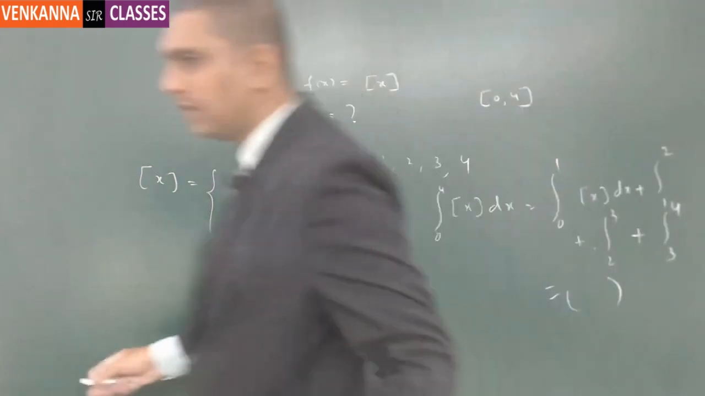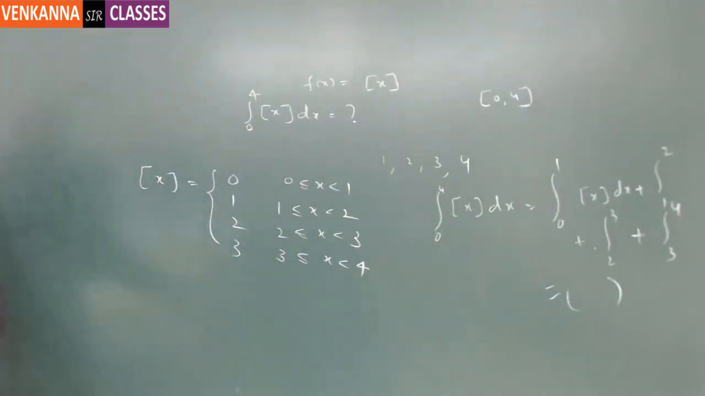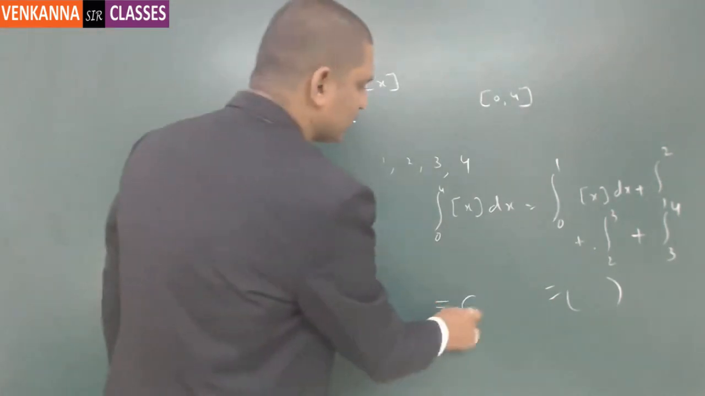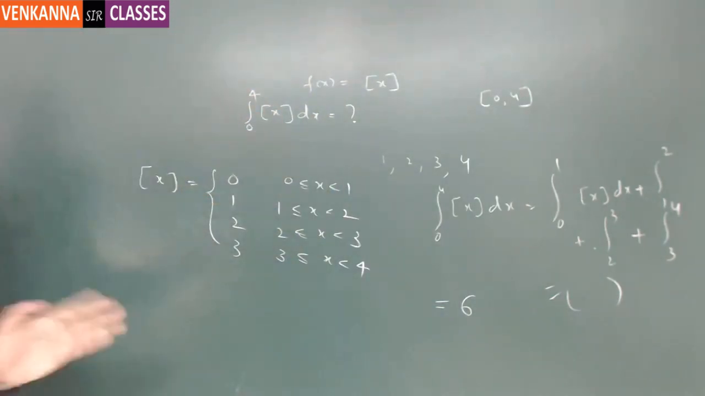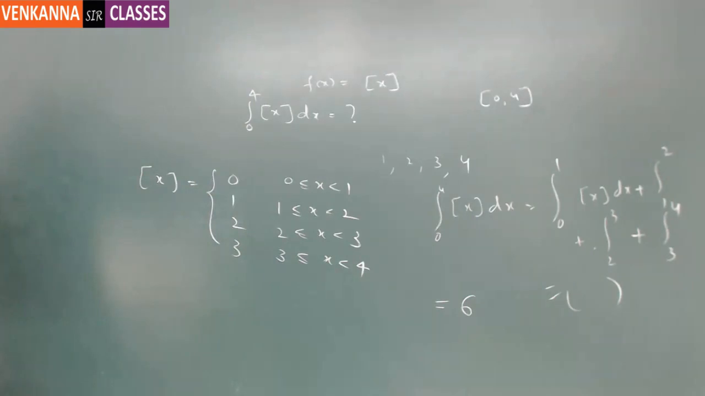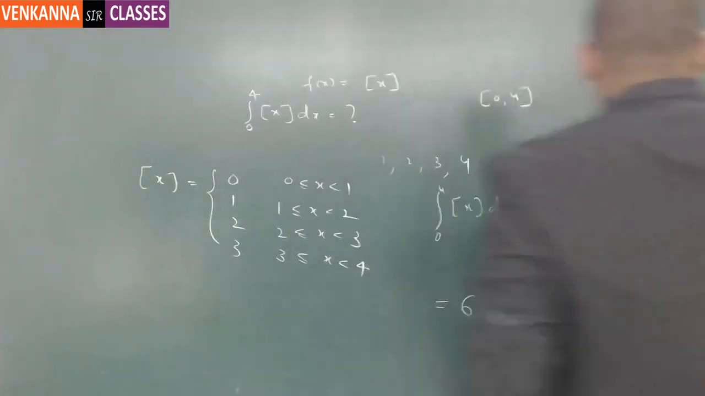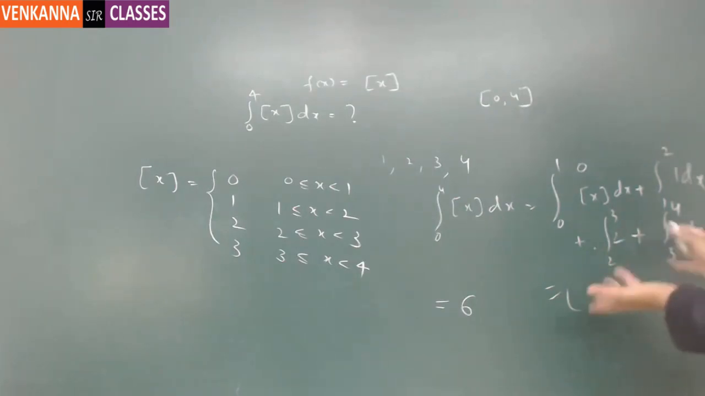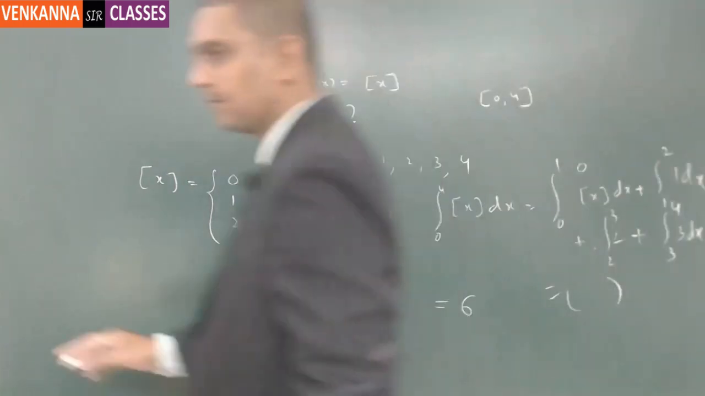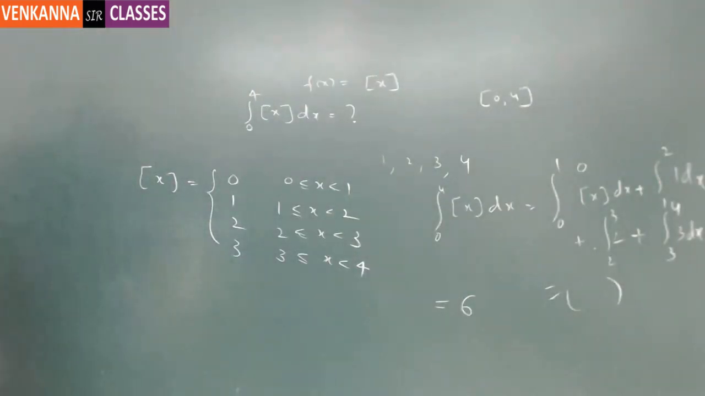I think you know how to integrate. That's why I'm leaving that part. So if you simply integrate and apply the limits, its value is nothing but 6. Here the value is 0 dx, here 1 dx, here 2 dx, here 3 dx. Differentiation and integration get cancelled, apply the limits, and you will get the answer 6. You can check on that.